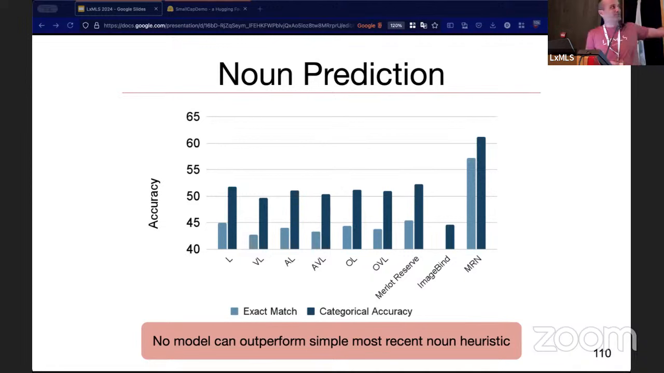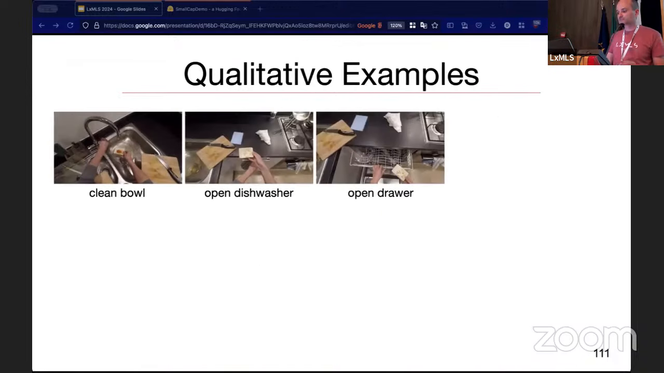Every single model from left to right is only just above chance performance when we look at categorical accuracy. Whereas if you just predict the label of the noun you saw in the previous segment, you'd already be above chance. So I think that there's still a huge amount of work to do in this direction in terms of how these models can actually process these types of multimodal sequences and multi-image sequence data sets in general.